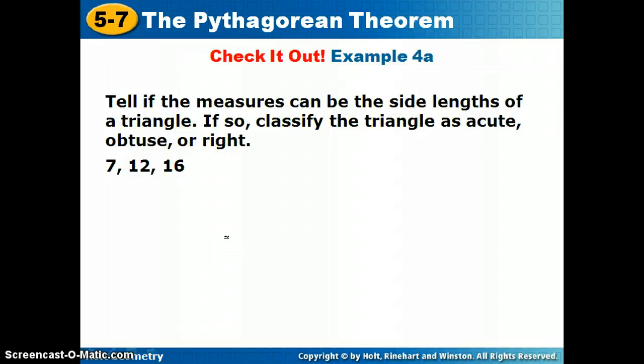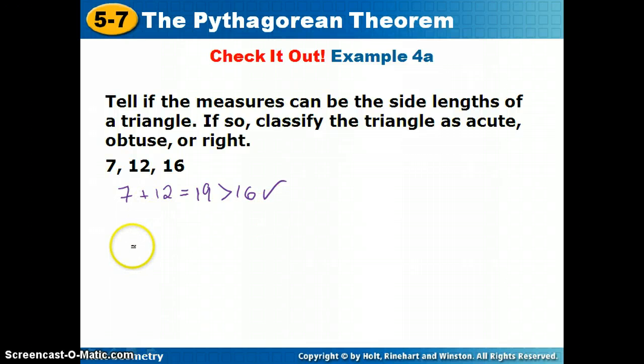So take a look at this. I've got three sides that could be a triangle, and if they are, what kind? So the first step is to check, do I even have a triangle? So 7 plus 12 is 19. That's greater than 16. I do have a triangle. Good to go. And I should check that just to be sure.